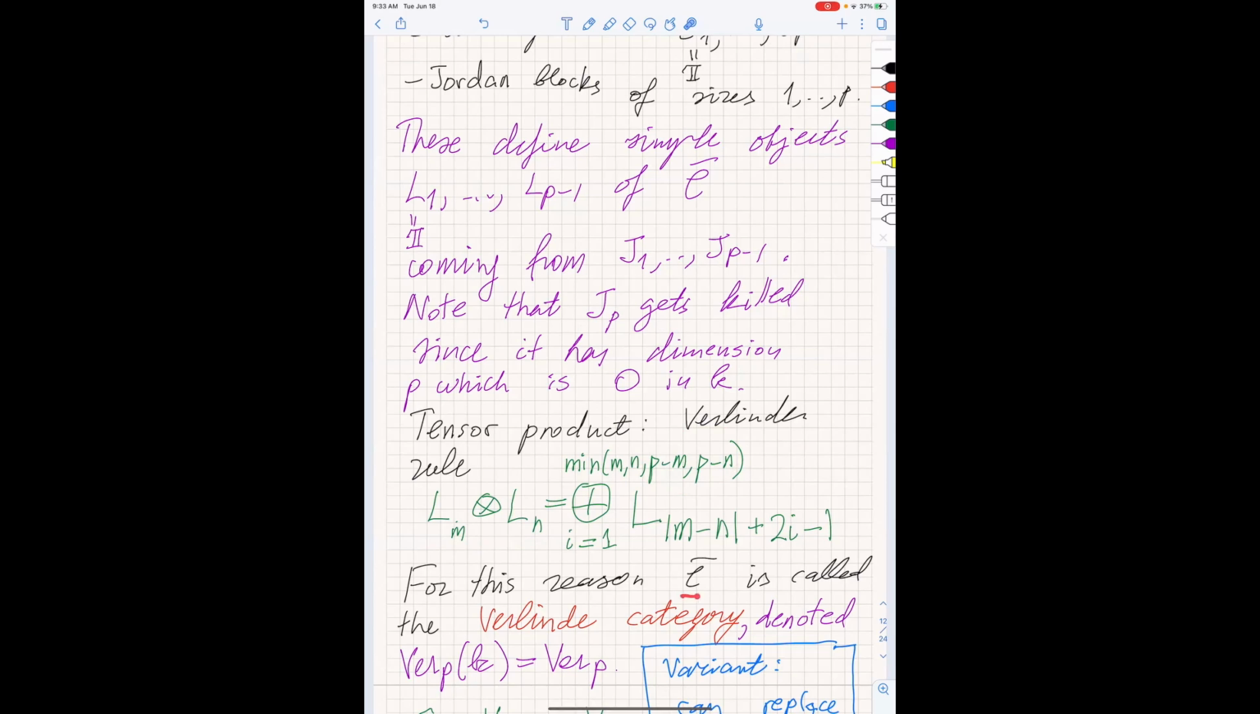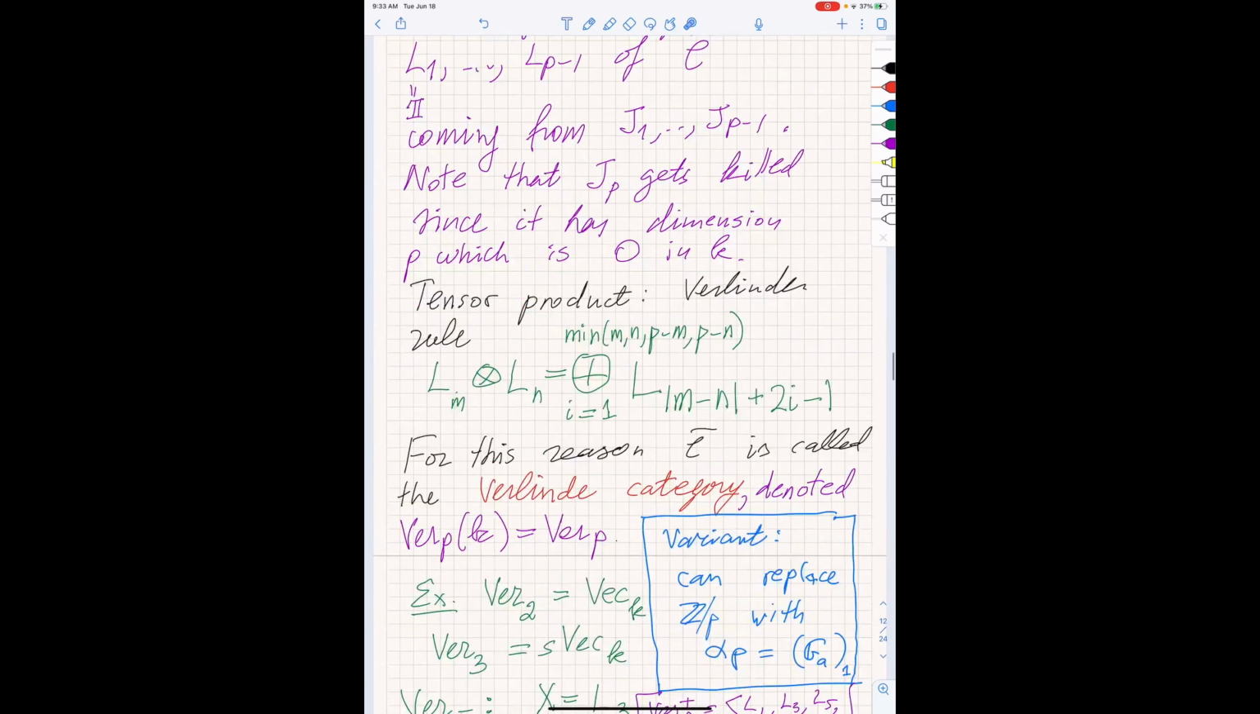And so for this reason, this category C bar has been named the Verlinde category and denoted by Ver_p, even though, of course, Verlinde wrote physics papers in the 80s where this multiplication rule was discussed, but he never considered characteristic p, of course. And in fact, this category was discovered by Kazhdan and Sergei Gelfand in the early 90s, and also independently by Georgiev and Mathieu. And actually, there is a category attached to every simple algebraic group, and this is the simplest one attached to SL2.